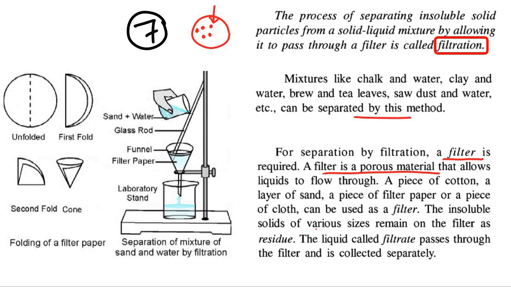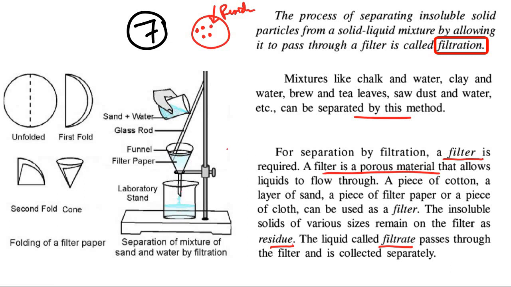The insoluble solids of various sizes remain on the filter as residue. See, the unwanted particles which remain above are known as residue. And the liquid, called the filtrate, passes through the filter and is collected separately. See, for example, over here, the separation of a mixture of sand and water by filtration. Above the filter paper, all the sand is being deposited and you get the water over here.